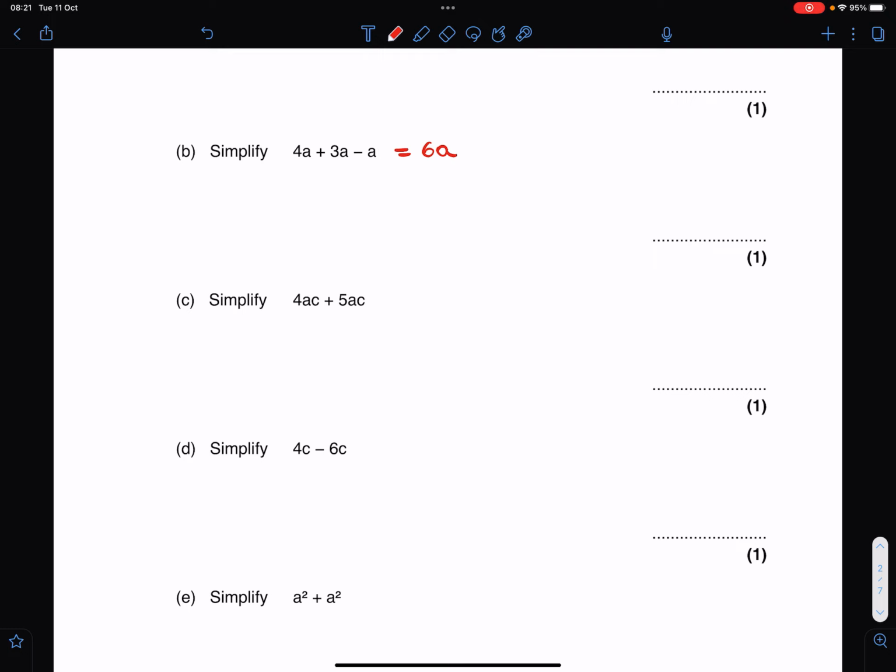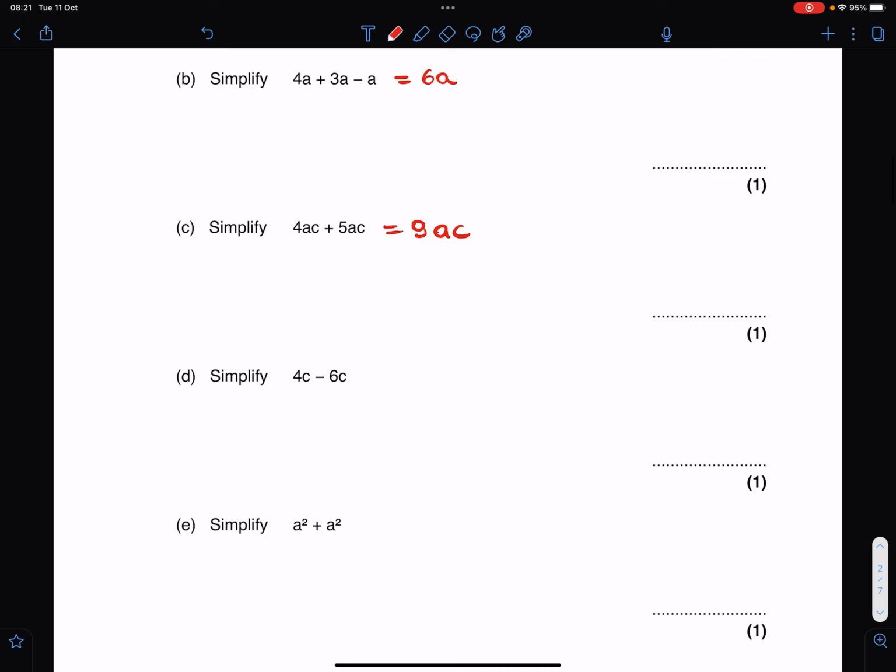We've got to check if it is like terms. Are they like terms or not? Yes, they are. ac, okay? So what will it be? 9ac, perfect. 9ac. Okay, so the next one, 4 c's taking away 6 c's.